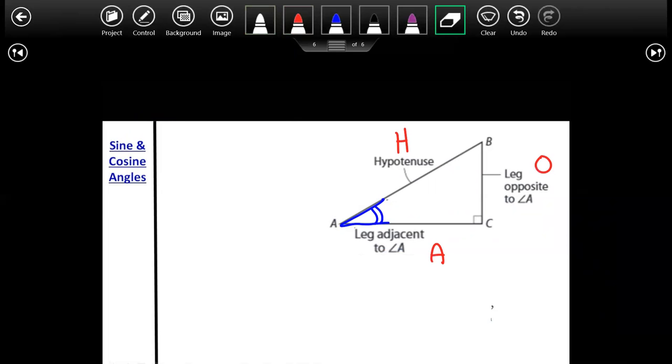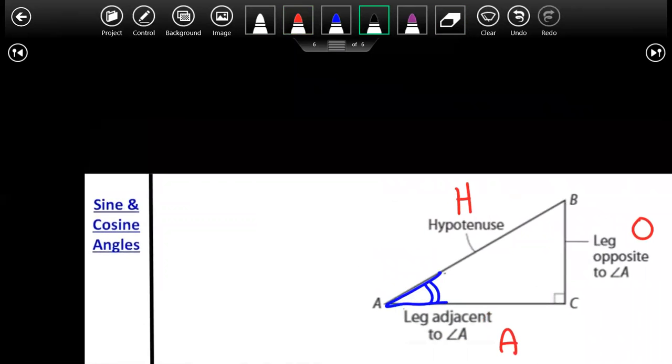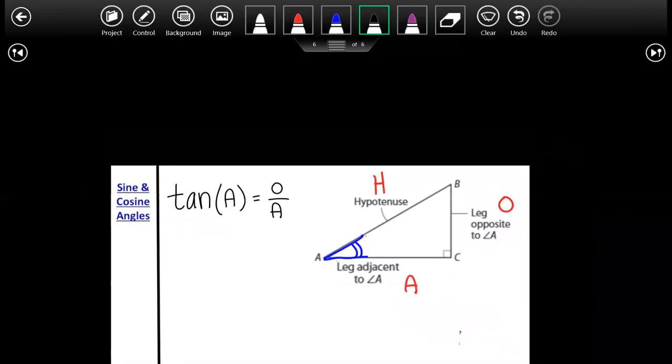Now, what's the one that we did yesterday? What was that called? You remember? Tangent. So if we just discussed this one yesterday, we'll just rewrite it. Tangent of the angle A would be equal to the opposite leg over the adjacent leg. We've already known that one, and we're still going to use it. You're going to use it on today's homework.